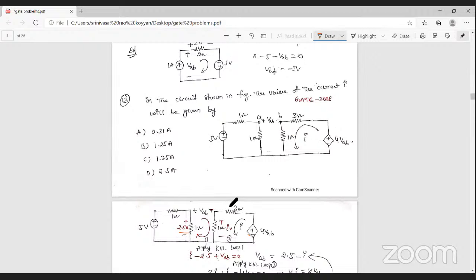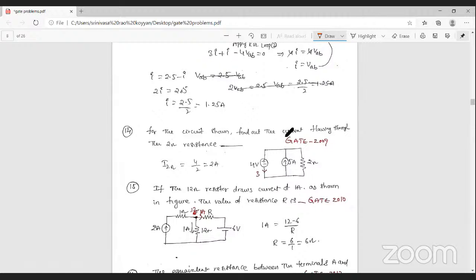The next one. From the circuit shown in the figure, find out the current passing through the 2 ohm resistance. We need to find out the current flowing through this 2 ohm resistance. But here the three elements are connected in parallel. So in parallel, which element is equal? The voltage is equal. Voltage value is equal. So what is the voltage here? Here also 4 volts. Here also 4 volts.